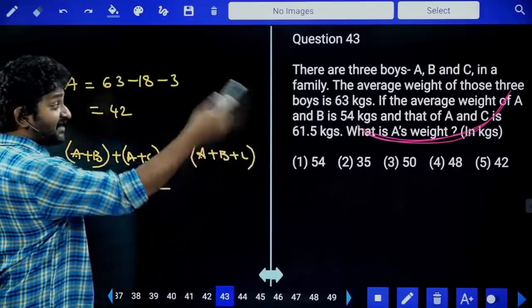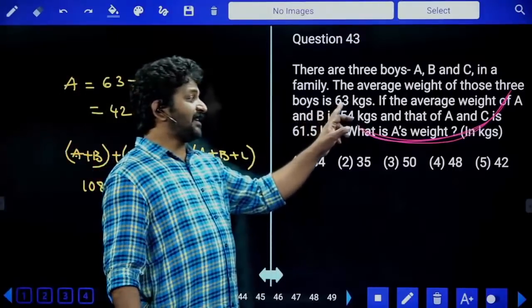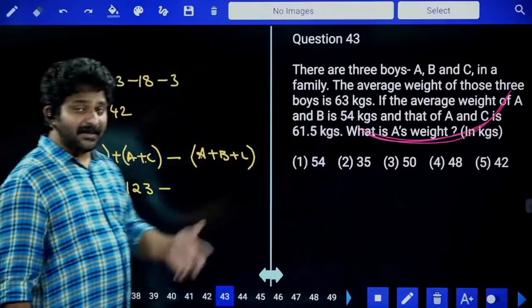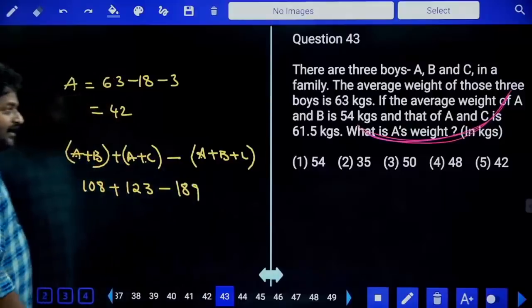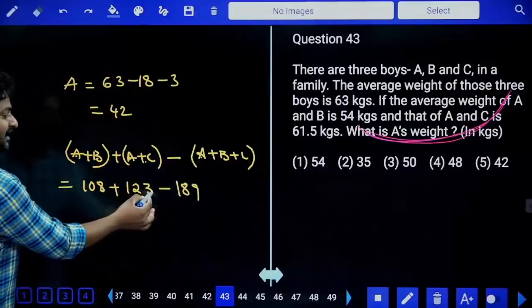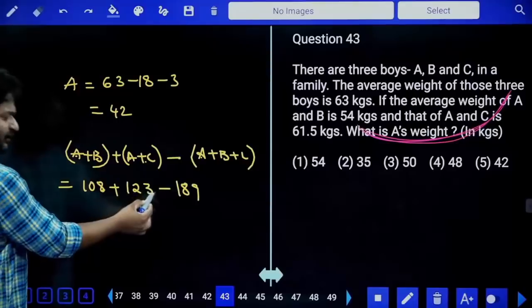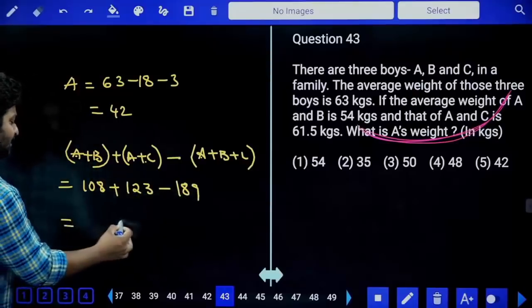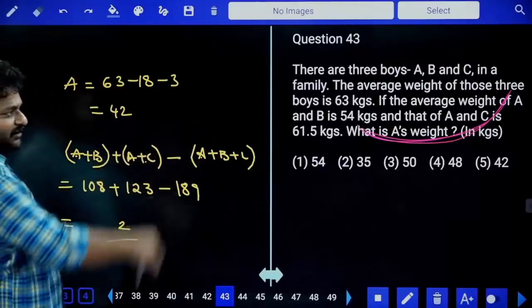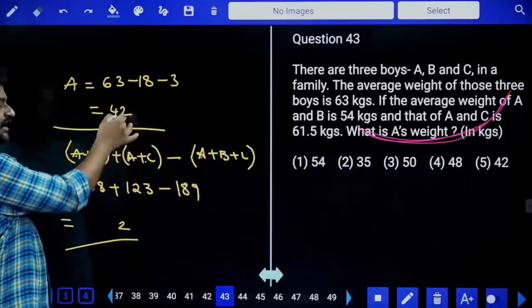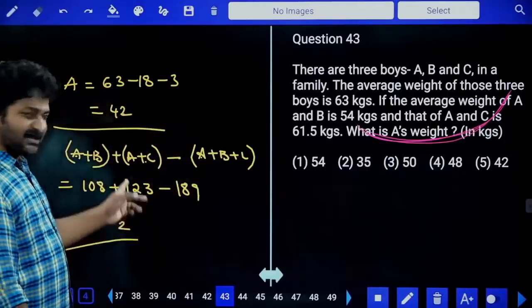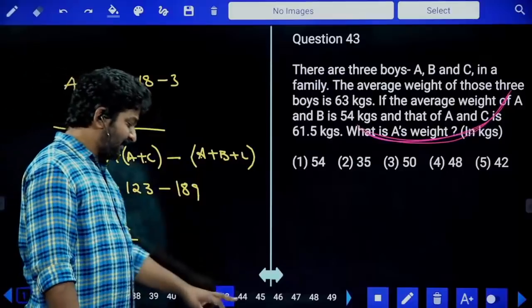From this, ABC we have to subtract. The ABC average is 63, so the sum, 3 times it, is equal to 189. So 8 plus 3 is 1, 1 minus 9, the answer must end with 2. And there is only one option ending with 2, which is the fifth option. So this is the equality concept and this is the traditional concept. I don't recommend this method, which is a stupid method.